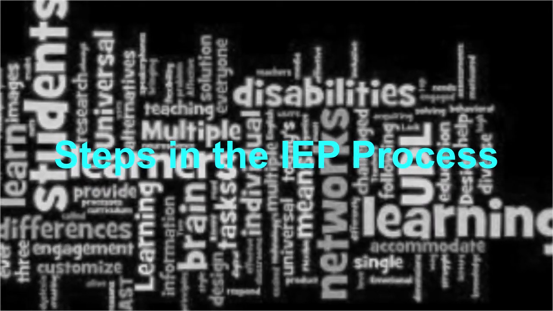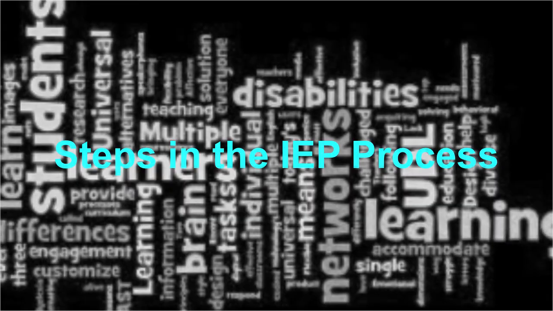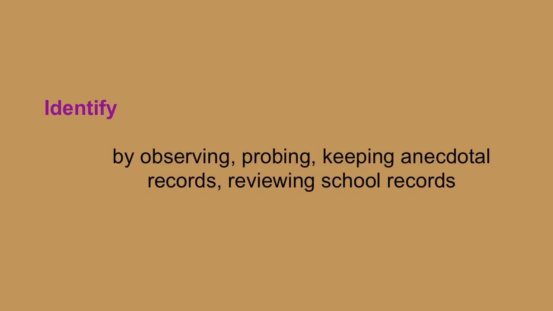Now we're going to be talking about the steps in the IEP process. Okay. Slide 5. So, steps in the IEP process. And these are the first two steps, so identifying and assessing. So in identifying, we are observing the student, we're asking questions, keeping anecdotal records and reviewing student records.